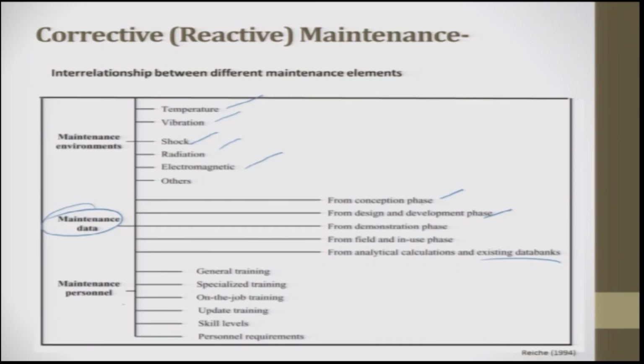Then maintenance personnel can be general trainee, specialist trainee, on the job trainee, updating trainee, and then skilled level and personal requirements. General trainers are people who can do any job, jack of all trades. Specialized trainers are turner, fitter, welder, they know all about only turning.